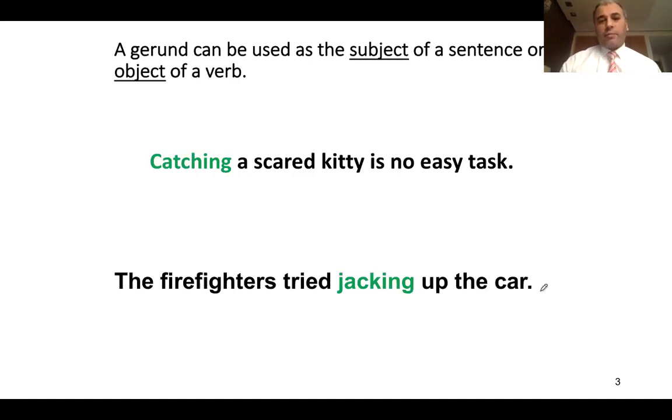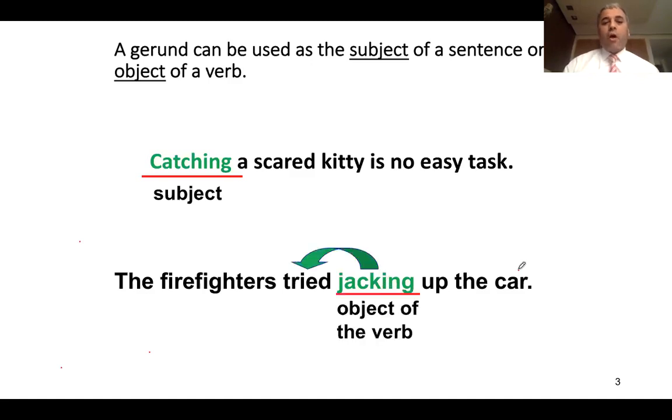Example, which we are taking from the paragraph: catching a scared kitty is no easy task. So you see here that the gerund is used as the subject of the sentence. Here, catching a scared kitty is no easy task. This is the subject. And then: the firefighters tried jacking up the car.